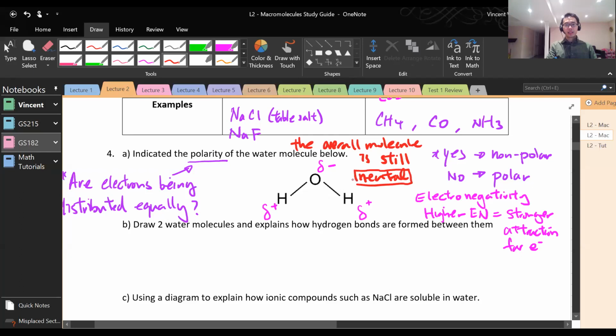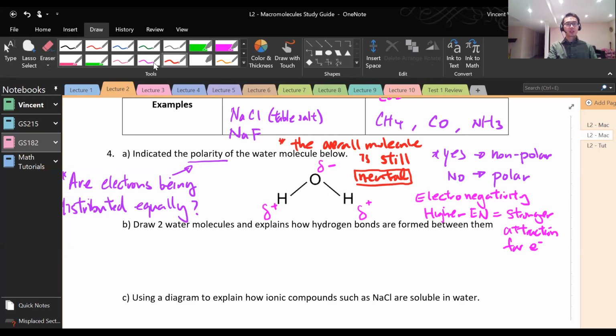Okay, it's not like there is an extra electron or a missing electron. It's just that the electron is not being shared equally. So you have one part that's slightly negative, one part that's slightly positive, but overall it is still neutral. This point is important in case you bump into a question like that on the quiz.